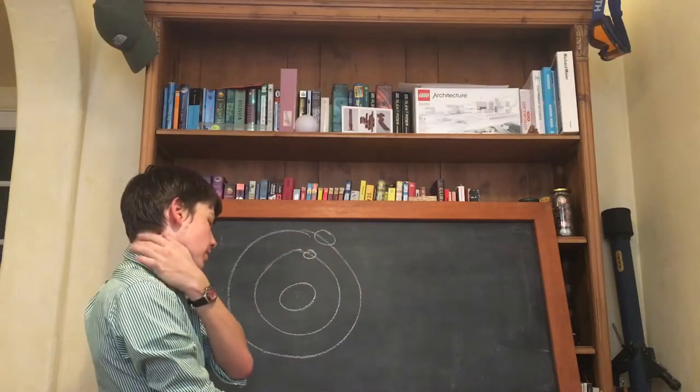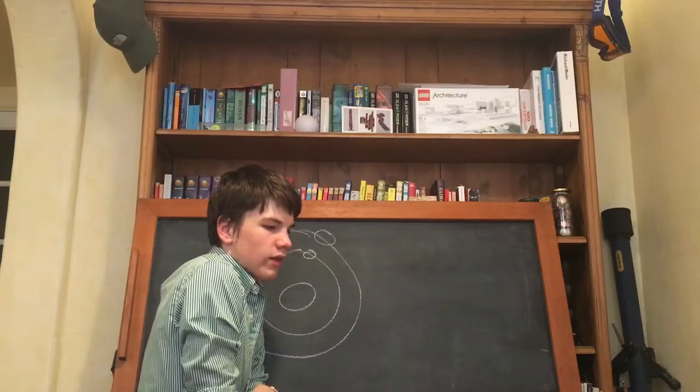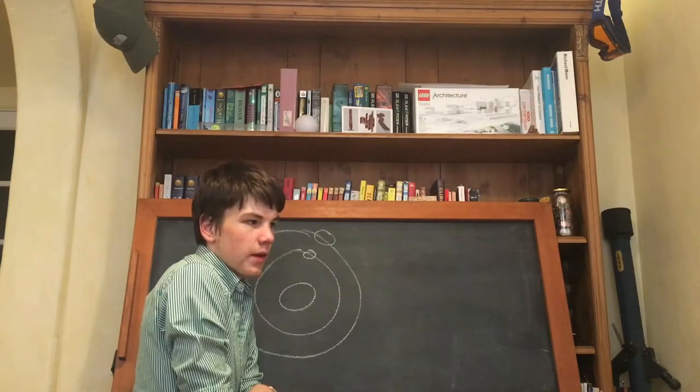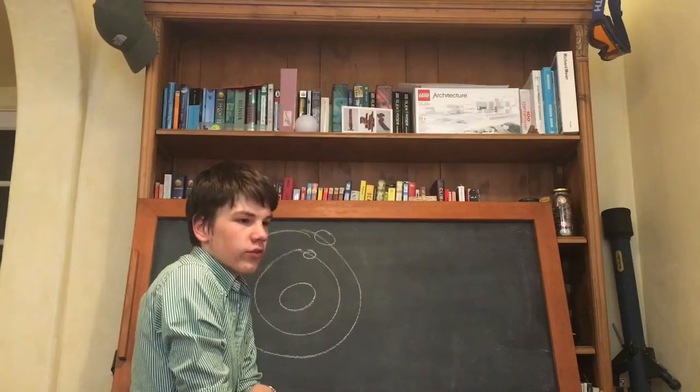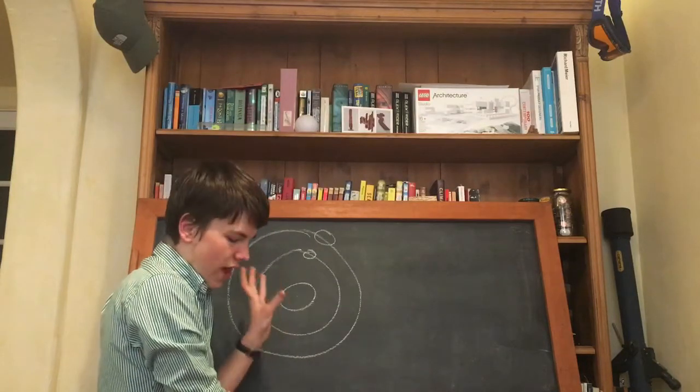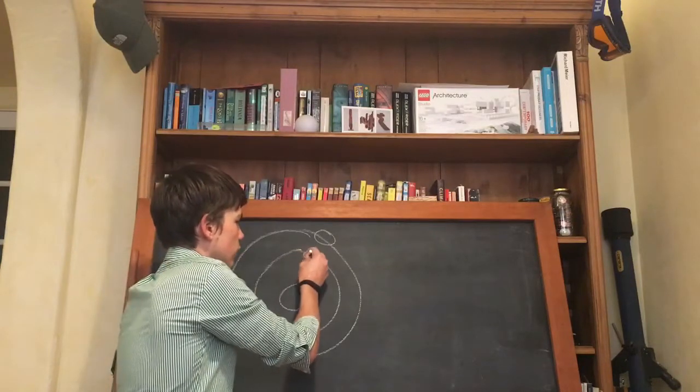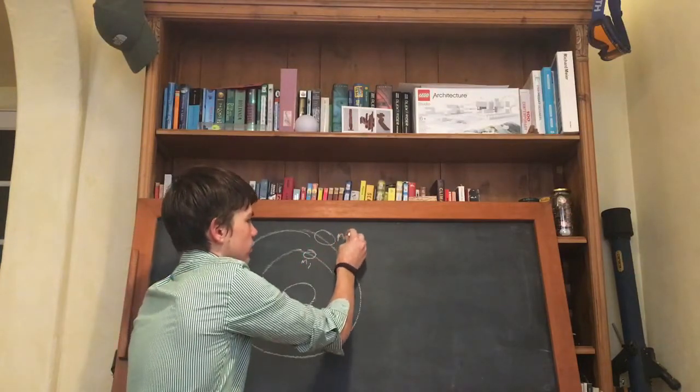However, there is no negative version of a momentum. Something can't have negative momentum. It's not directional, so that means we're going to have to use the absolute value. So let's call this one mass 1 and then this one mass 2.